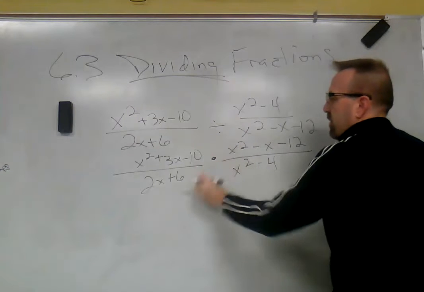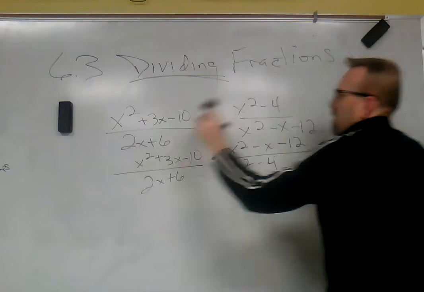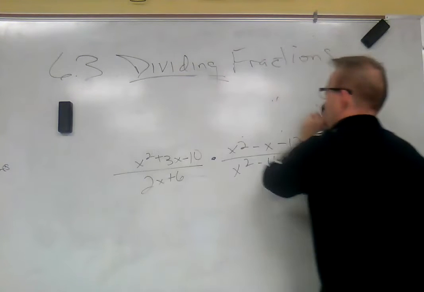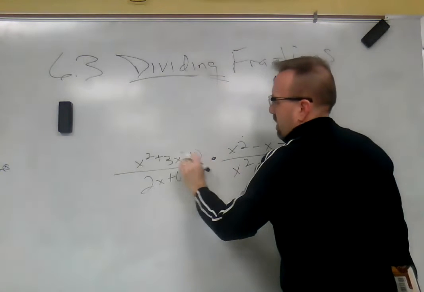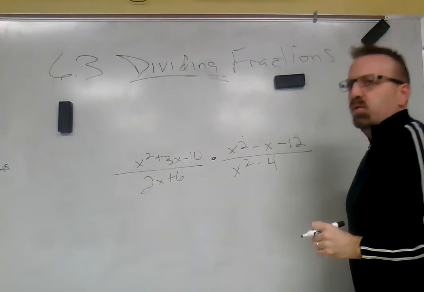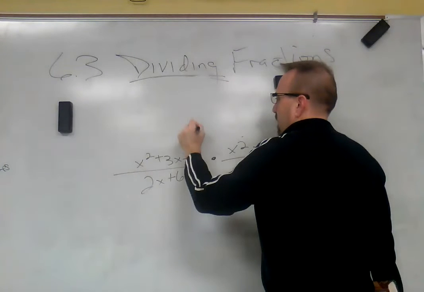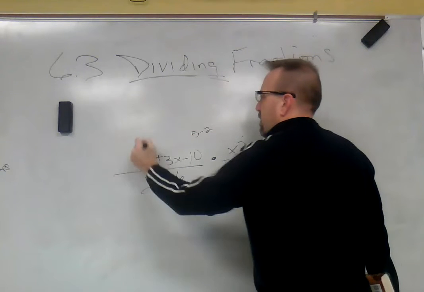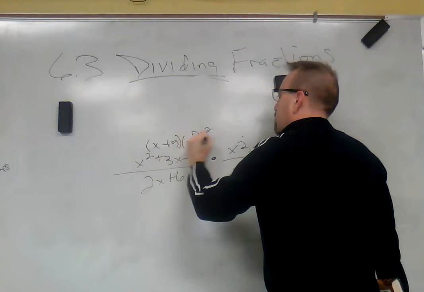So we need to look at each part individually. So I'm going to erase this just so we've got some room. Erase the original problem. Let's look at this one. Factors of 10 that subtract to be positive 3: 2 and 5, or 5 minus 2. That gets us positive 3. So we could rewrite that as (x plus 5)(x minus 2).